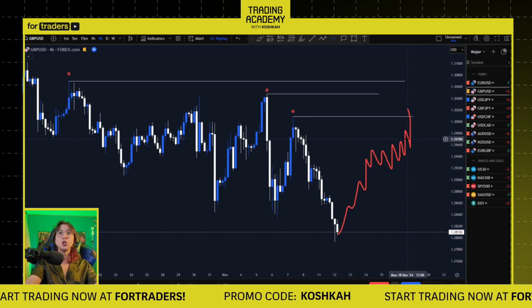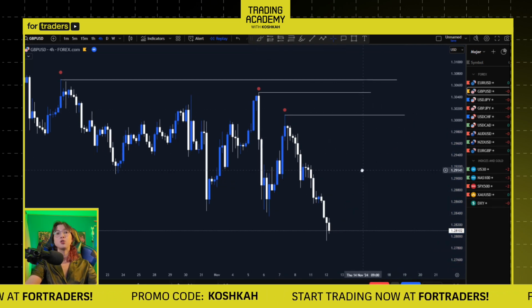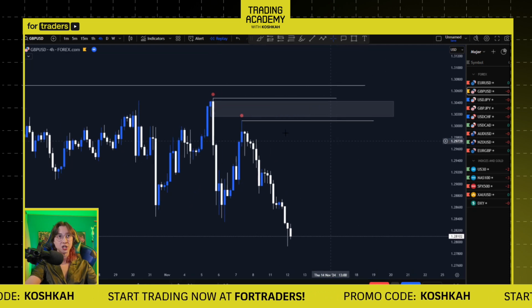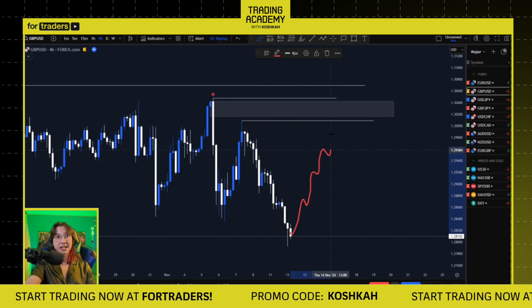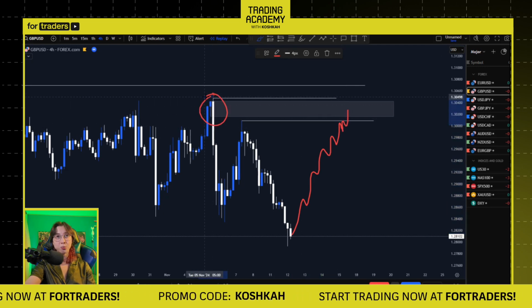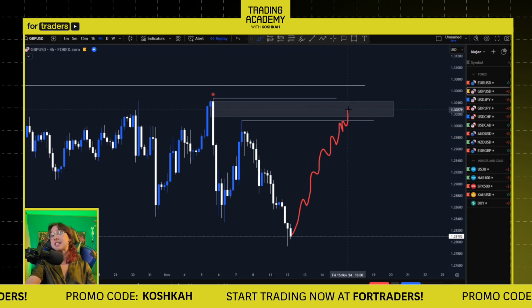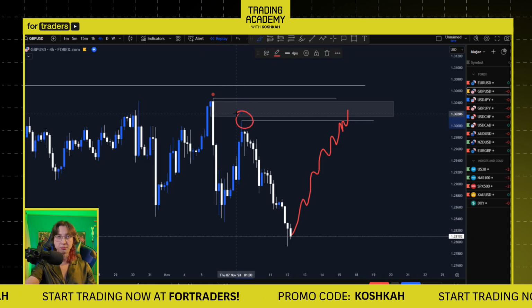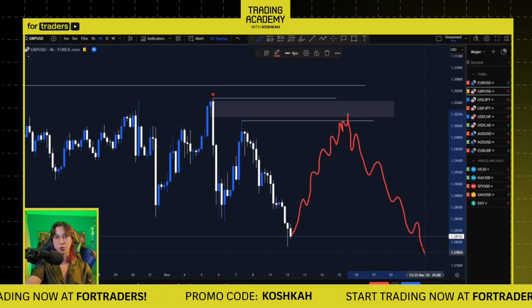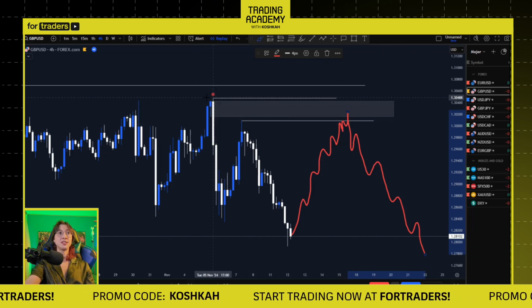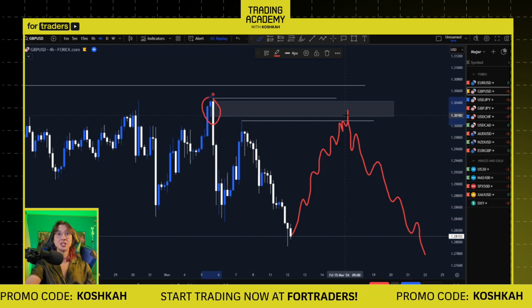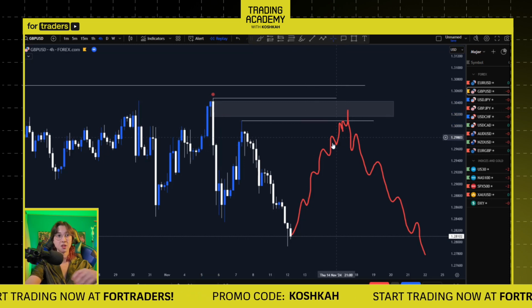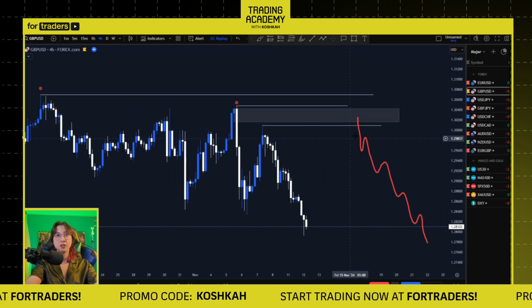We can actually use this concept to our advantage. We can, for example, identify a valid POI right here, right? Then when price comes back, sweeps the liquidity and mitigates the POI, we can look for a sell. First of all, when the liquidity is swept, there is a momentum that will bring us some value for the sell, and we also tap into the POI. This gives us extra confidence that it will continue to push down. So this is how you can use the liquidity.